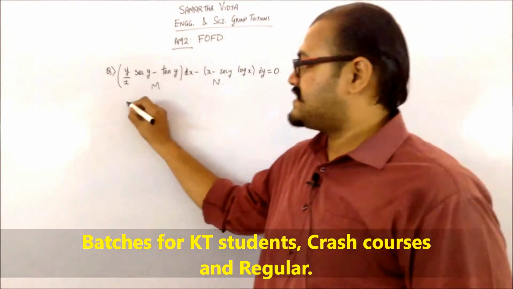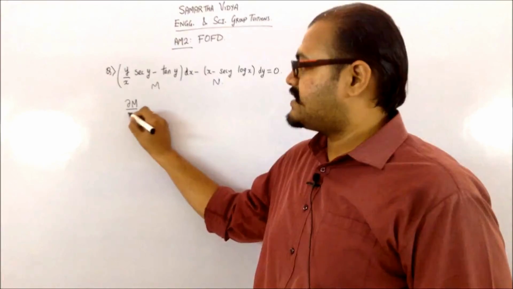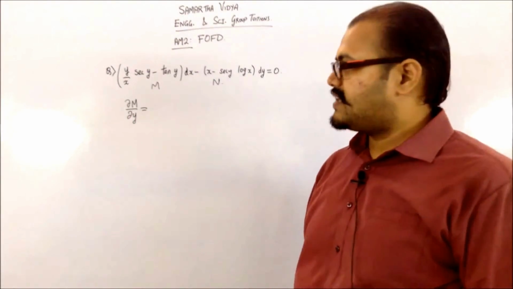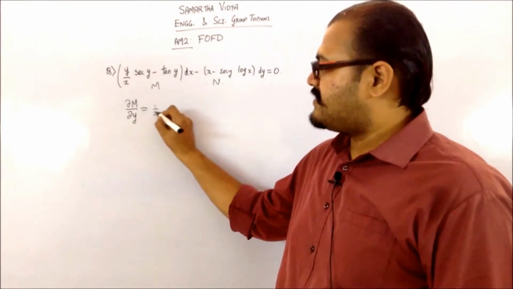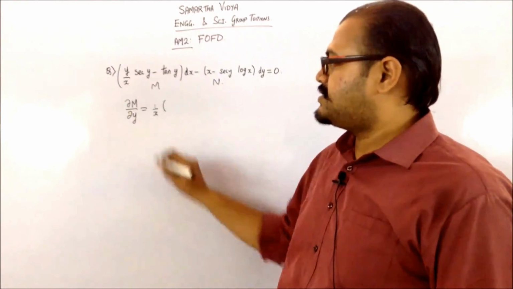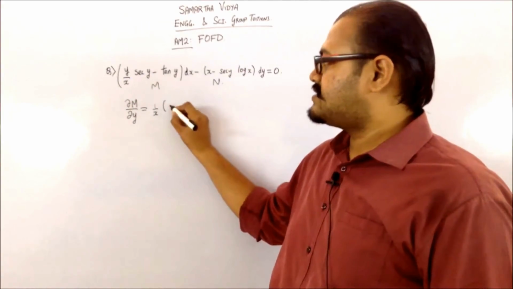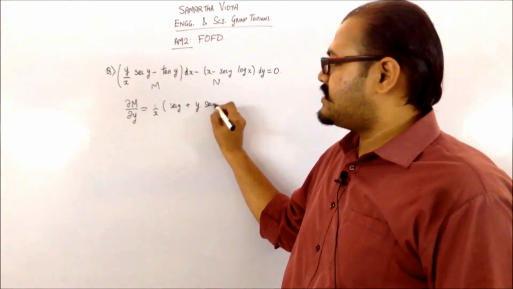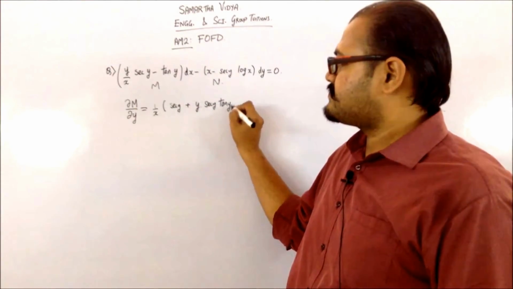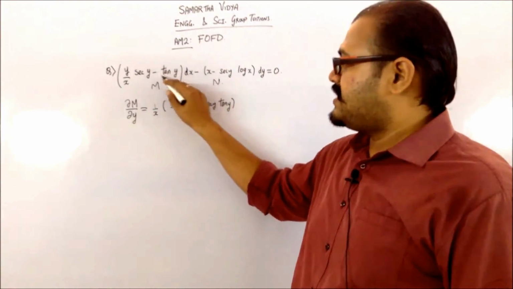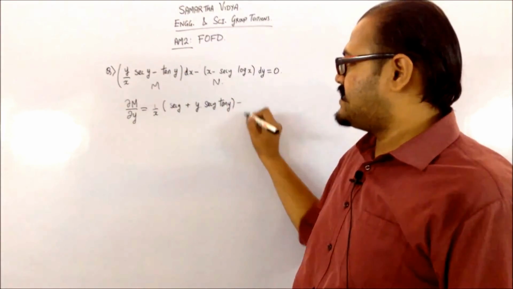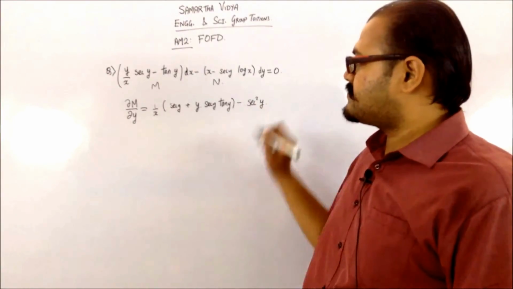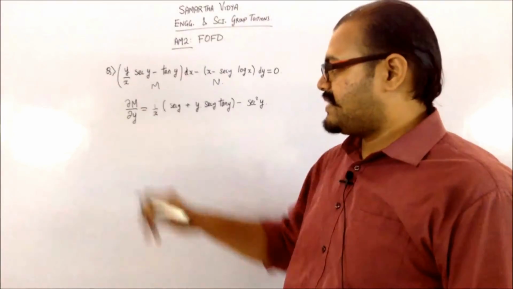The condition for an exact differential equation starts with dou M by dou y, that is the partial differentiation of M with respect to y. From this you will have 1 by x common into the derivative of y into sec y, so it is sec y plus y into sec y tan y. And then the minus of tan y, whose derivative is your sec square y. So this is your dou M by dou y.